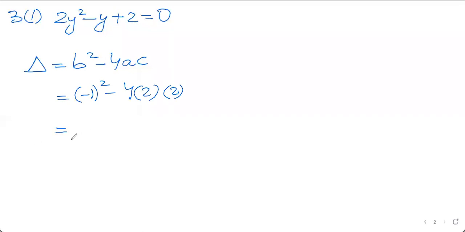Minus 1 whole square is minus 1 into minus 1, which is plus 1. Minus 4 into 2 is 8. 8 into 2 is 16. 1 minus 16 will be how much? Class 5 integers. Minus 15. Minus 15 is correct. 15 is wrong. This is the value of the discriminant. See how easy it is.